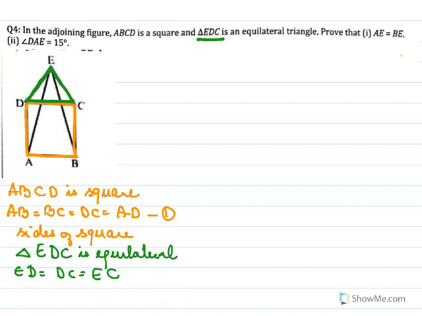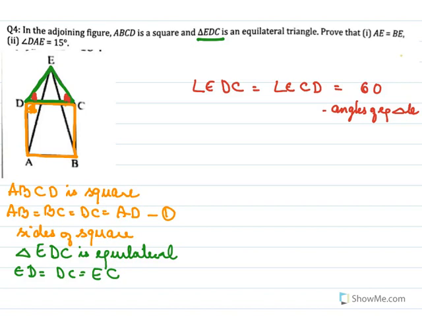Now let's get on to the angles. Here the angles of an equilateral triangle we know are 60. So this angle is 60, this angle also is 60. So I'm going to write that. So angle EDC equal to angle ECD equal to 60. Reason: angles of an equilateral triangle.